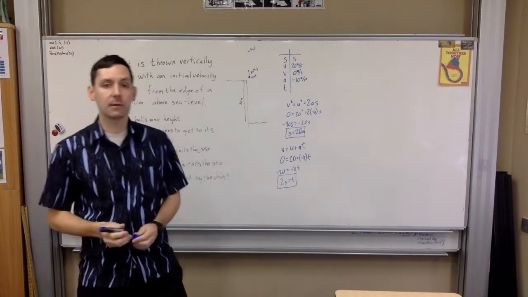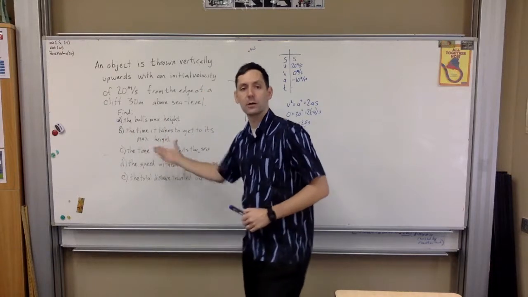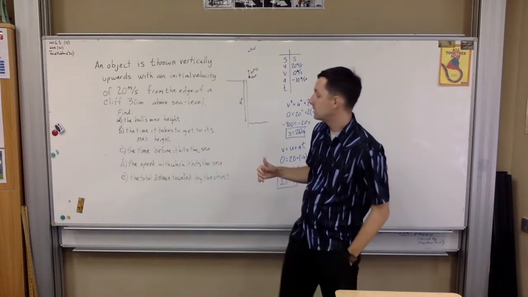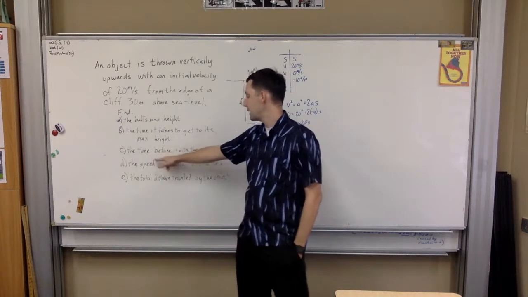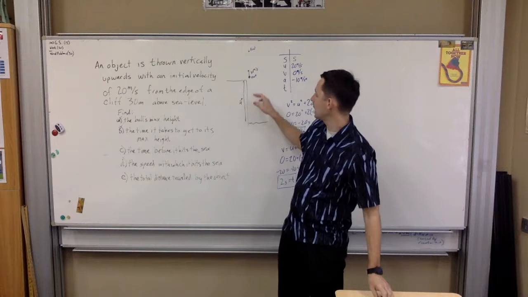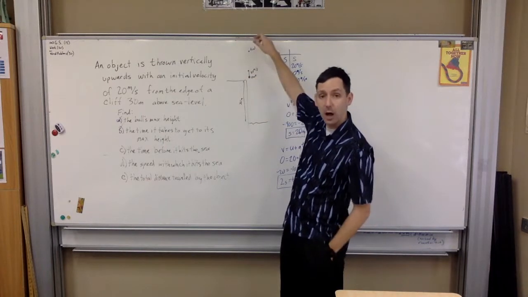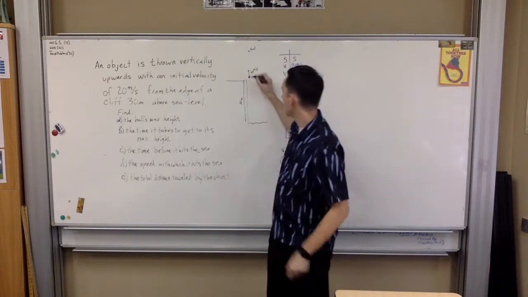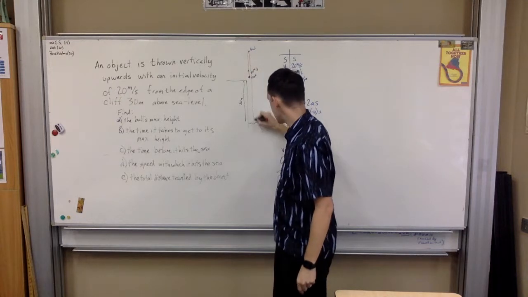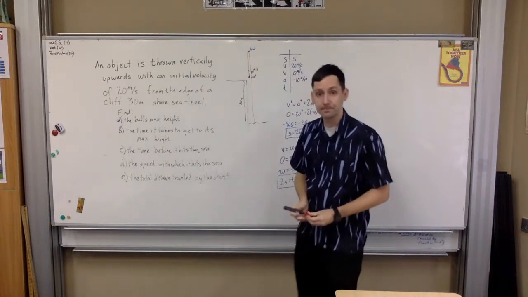Now we're going to move on to number 3. Now what does number 3 ask us for? Number 3 now changes the scenario a little bit, right? Number 3 says, find the time before it hits the sea. So it's no longer looking from here up to the top. We're now going from here all the way up and then all the way down until I hit the ocean.